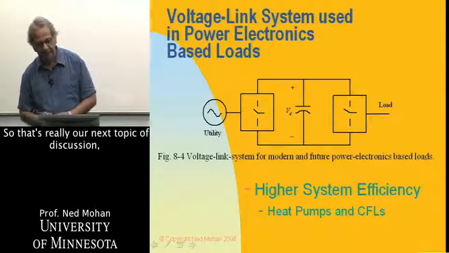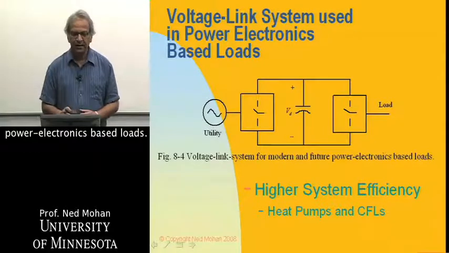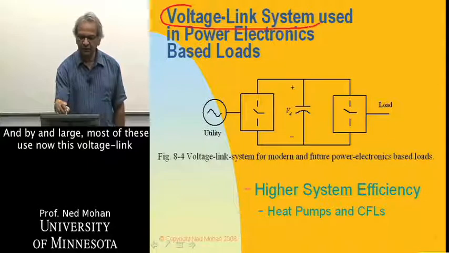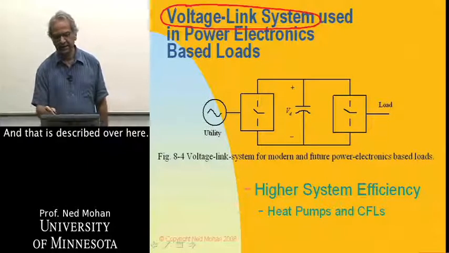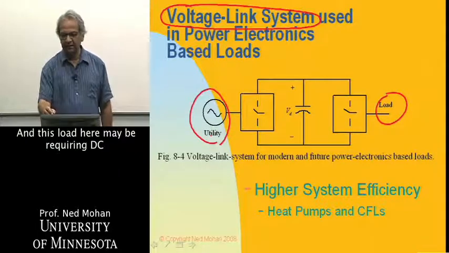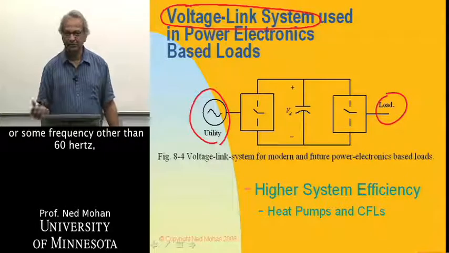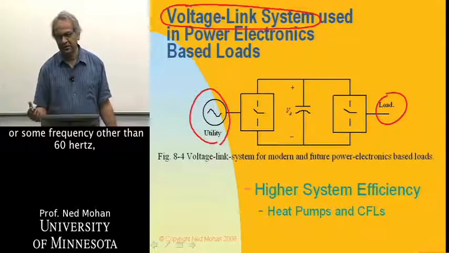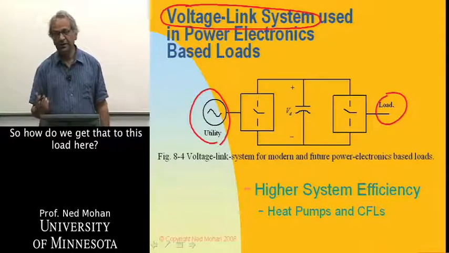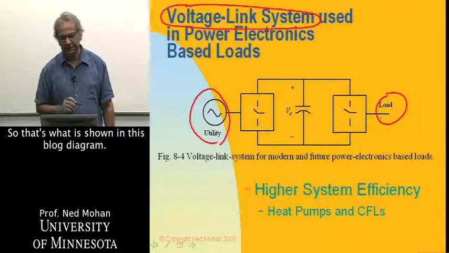All right, so that's really our next topic of discussion, power electronics based loads. And by and large, most of these now use this voltage link system here, and that is described over here. Here is the load which this utility is supplying, and this load here may be requiring DC or some frequency other than 60 hertz, and also a voltage which is changing. So how do we get that to this load here? So that's what is shown in this block diagram.